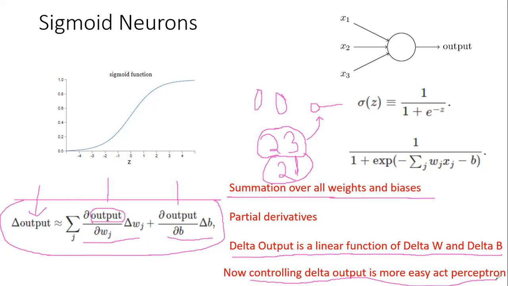And another easy thing is that the rate of change of output is defined as a linear combination of the rate of change of weights and biases. That makes things very manageable for me, because now I can compute those partial derivatives to calculate this rate of change, or in other words, to update the weights to minimize the error. That's what we use it for.